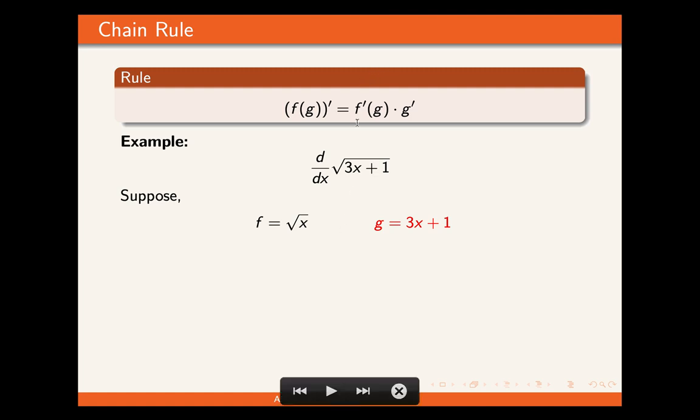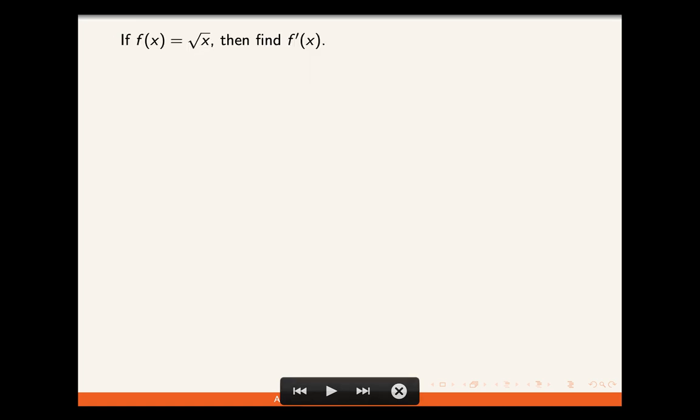So let's apply the chain rule to find the derivative of the composite function. In the chain rule, you can see there is f prime. We need to evaluate that at g, and we also need to know g prime. We already know what f and g are, so let's first find f prime and g prime. What is the derivative of the square root of x? Let's see how to find the derivative of that.